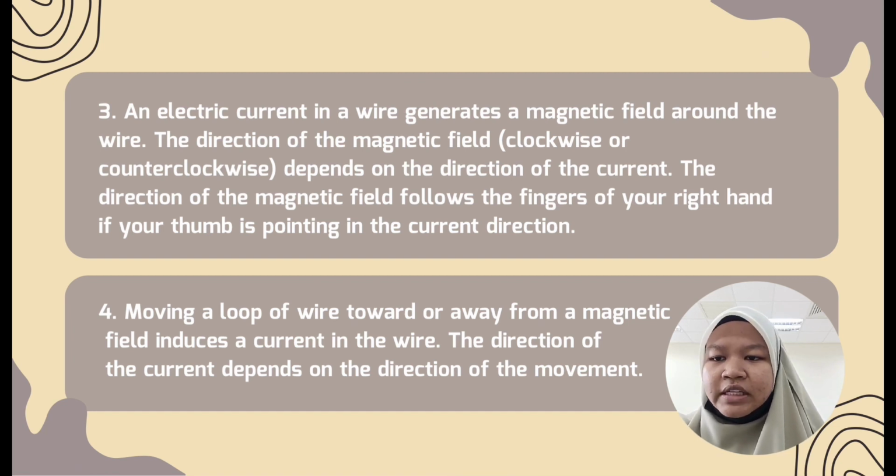Moving a loop of wire towards or away from a magnetic field induces a current in the wire. The direction of the current depends on the direction of the movement.